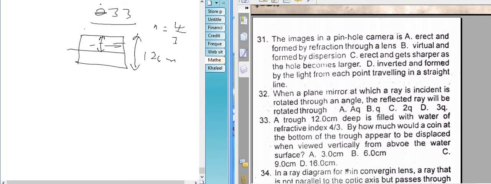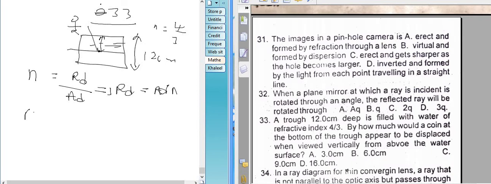Now this is the person that is looking through this. This is the point, the limit to which he can see, that the point appears. So this is apparent depth. From here to here is apparent, this is the real depth. Now applying Snell's law, which says that the refractive index is equal to the real depth over the apparent depth. We are looking for apparent depth, not real depth. So the apparent depth is equal to real depth all over n.